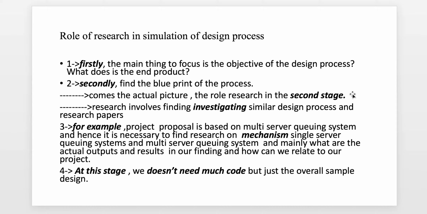Firstly, the main thing to find out is the objective of the design process. The second thing, we have to sort out the blueprint of the actual design process, and this is where the actual picture comes in. We have to investigate similar design processes as well as research papers. For instance, as I proposed multi-server queuing systems, it is very necessary to find a mechanism on single server queuing systems as well as multi-server queuing systems. What are the actual outputs in our findings and how can we relate them to our project. At this stage, we don't need much code.